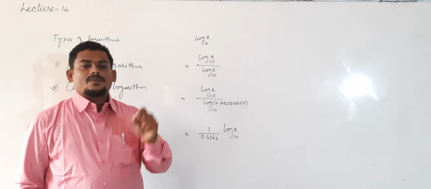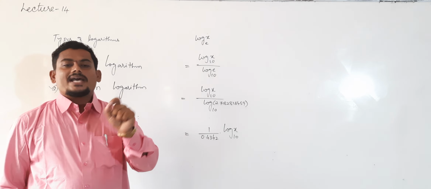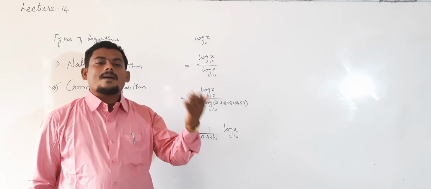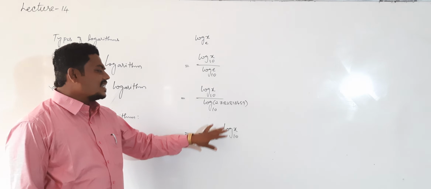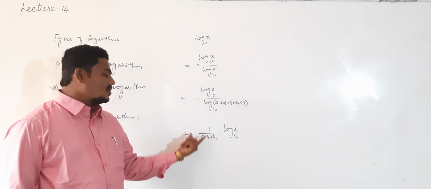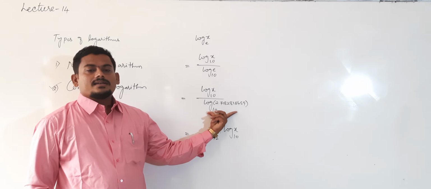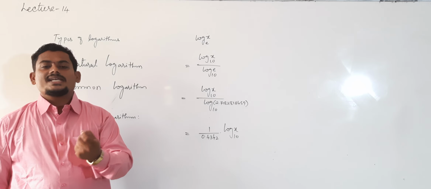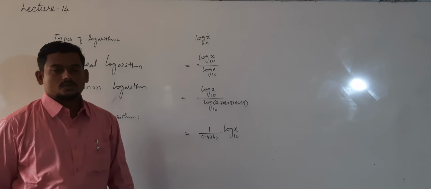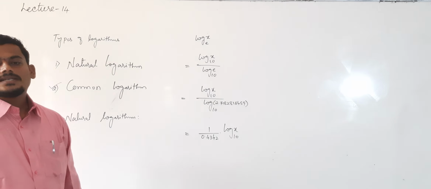This concept we will explain in offline classes. This concept, evaluating logarithmic value by using a logarithmic table, we will explain in offline classes, not in online classes. Now just remember, log of 2.7182818459 is equal to 1 divided by 0.4342. By using a logarithmic table, its value is 0.4342. This concept we will explain in regular classes, means after lockdown.